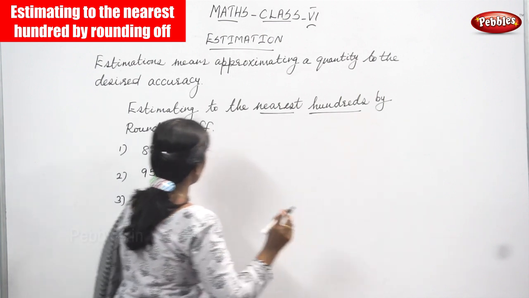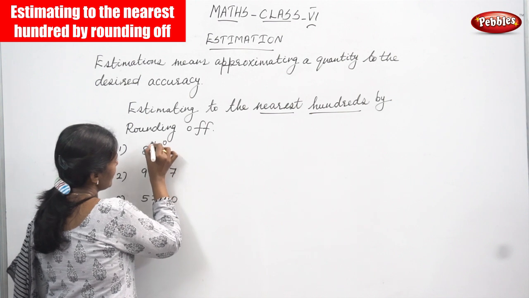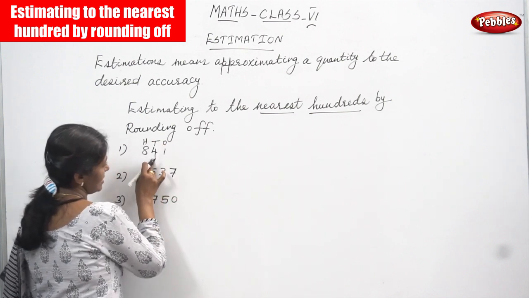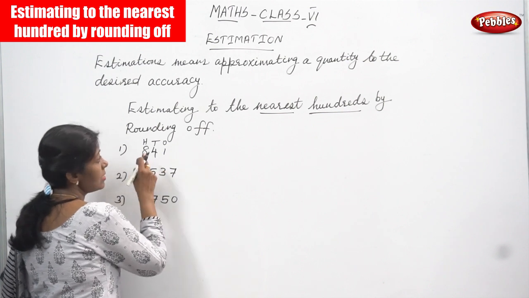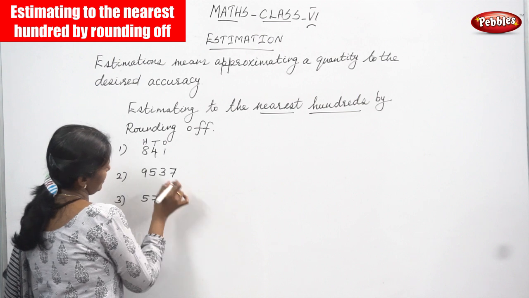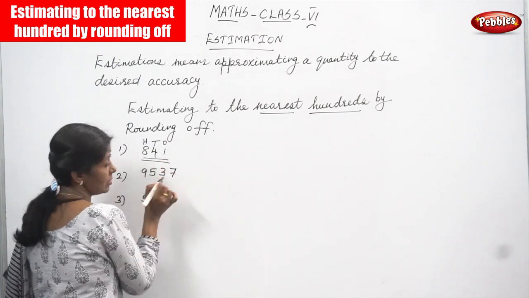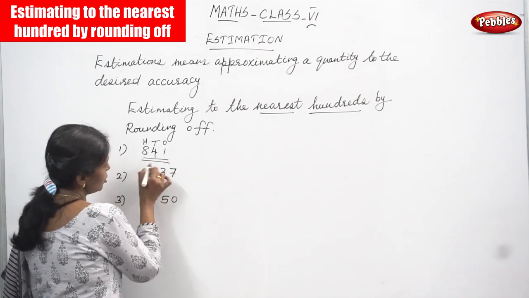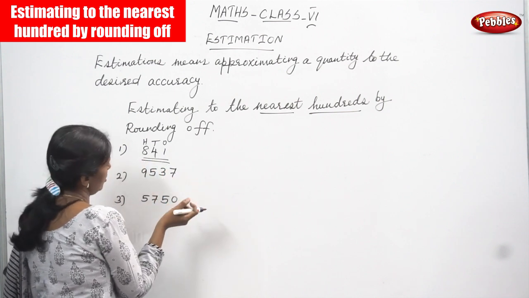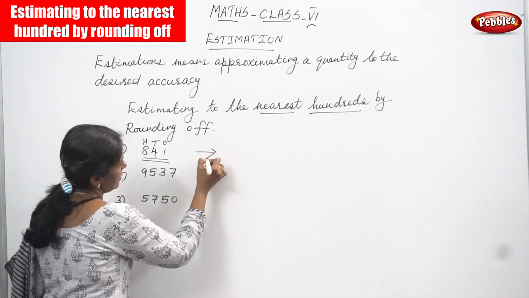Nearest 100. Okay. So ones, tens, 100. First place is ones, next is tens, and the last one is 100. So you have to estimate by rounding off to the nearest 100. You have to change this 841 to the nearest 100. So what is the answer for the question?